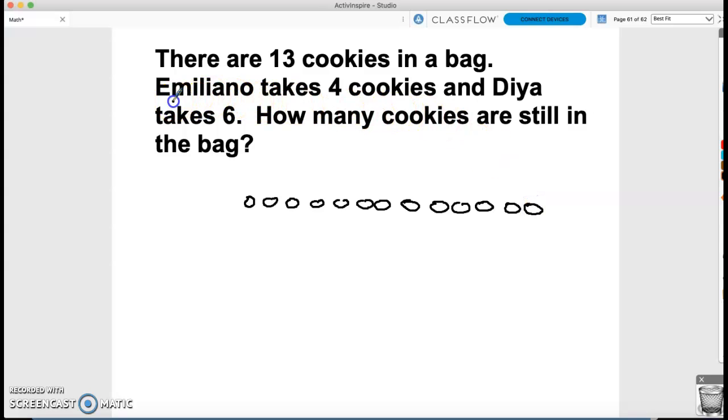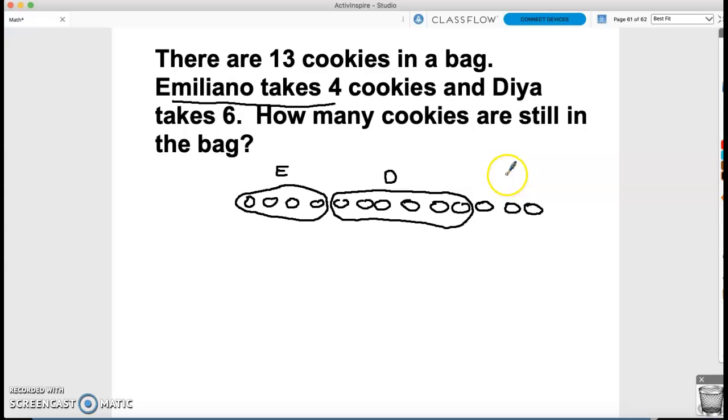So I know Emiliano takes 4. 1, 2, 3, 4. So I'm going to circle the ones that Emiliano took, and I'm going to write E for Emiliano. And it says Diya takes 6. 1, 2, 3, 4, 5, 6. And I'm going to say D for Diya. So I know the ones that are not circled are the ones that are left in the bag.